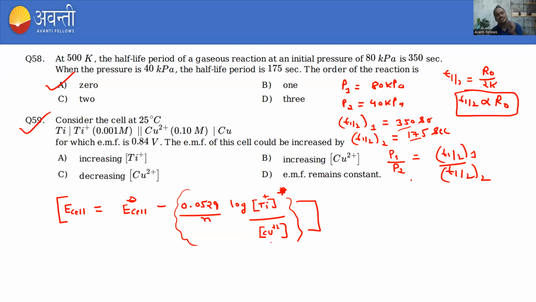When you increase the concentration of copper 2 plus, automatically what happens? The ratio, the value of this will decrease. Because whenever a bigger digit is at the bottom, dividing by it makes the value smaller. And when you decrease a smaller quantity from this, because this is a whole negative quantity, whenever this negative quantity is very small, we always get a good amount of EMF, right?